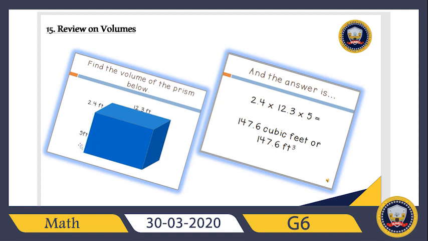Now the volume, again, H times W times L, or you can say L times W times H. I said the order is not important. You can put them the way you want. Okay, you make this calculation. 2.4 times 12.3 times 5 gives you 147.6 cubic feet or 147.6 feet cubed.